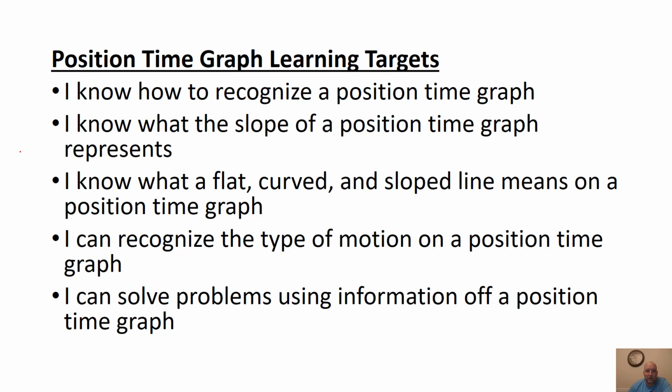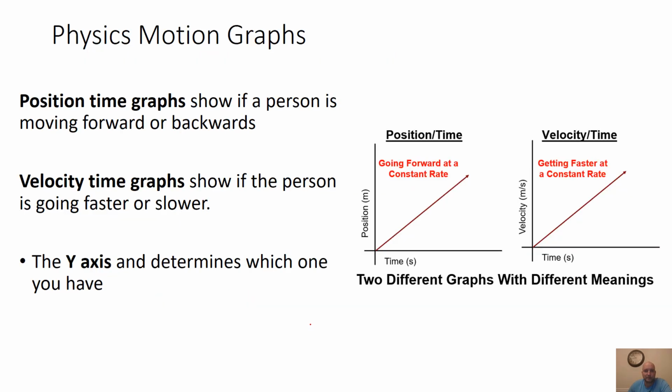In this lesson, we are going to recognize a position time graph, know that you're looking at one. We're going to know the slope and what that means. We're going to look at flat, curved, slope lines and what they mean on a position time graph. We'll be able to recognize the motion, what type of motion on a position time graph, and you'll be able to solve problems using information off a position time graph, just like you were in a previous lesson using the information in a word problem.